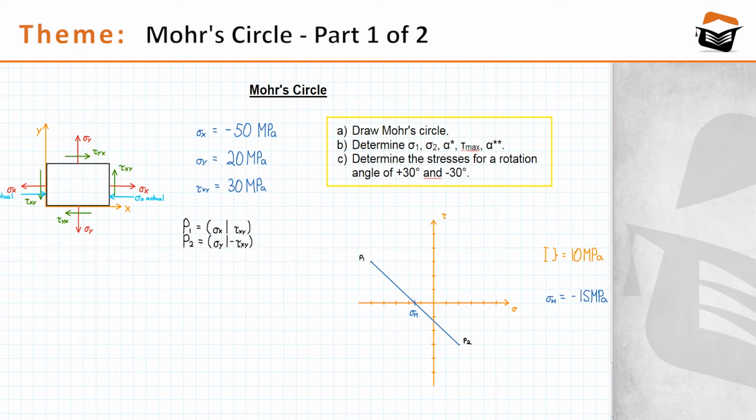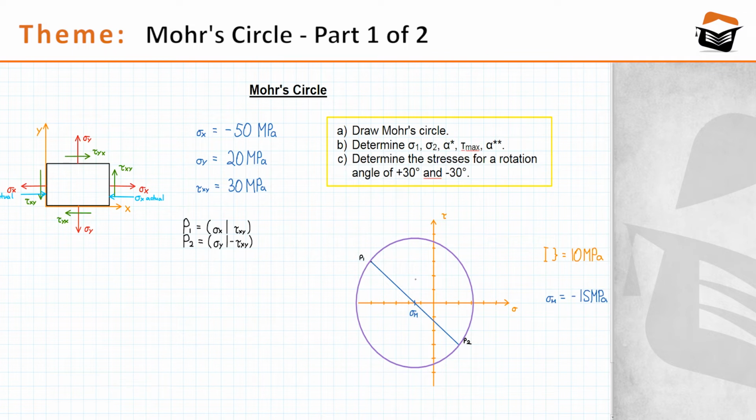Okay, in the next step, we're going to draw the Mohr circle in a fashion where the perimeter of the circle runs through the points P1 and P2. Let's give it a try. Well, obviously, drawing the circle electronically is much easier than doing it manually, isn't it? All right, here is the Mohr circle.